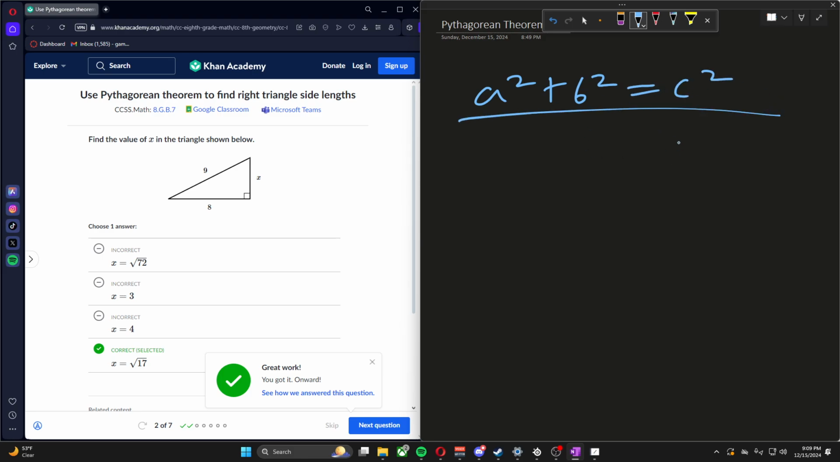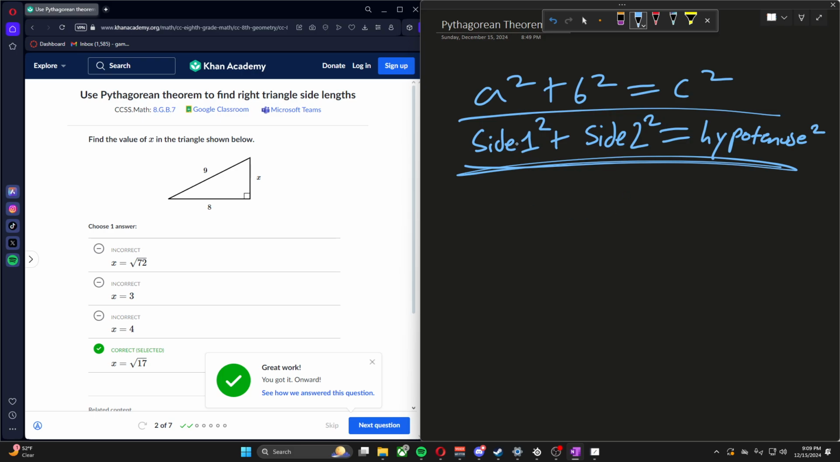But the way I think about it is this: take side 1 squared plus side 2 squared equals hypotenuse squared. This is a lot easier for me to understand. You might be able to use this yourself, but that's how I remember it.